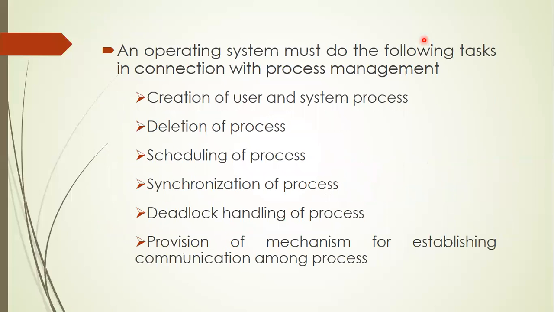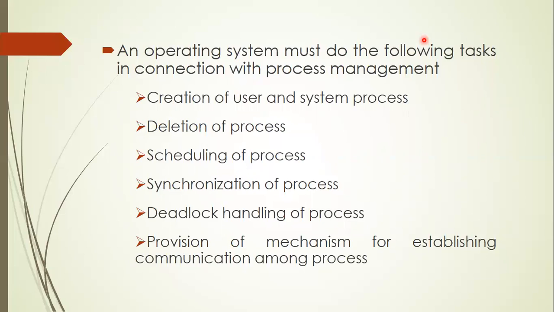An operating system has to do the following tasks in connection with process management. Whenever the operating system wants to take up the task of process management, it has to do these subtasks. One of the responsibilities of an operating system with respect to process management is that it creates a user process and it also creates a system process. There are 2 types of process. One is a process created by the user. One is a process that is required for your computer system itself.